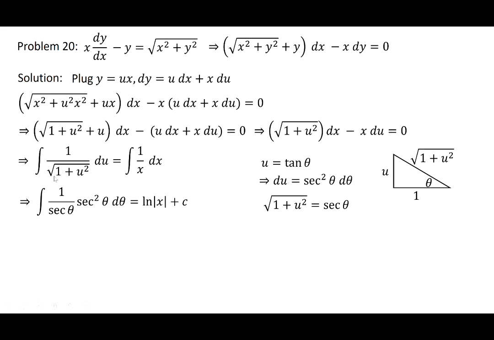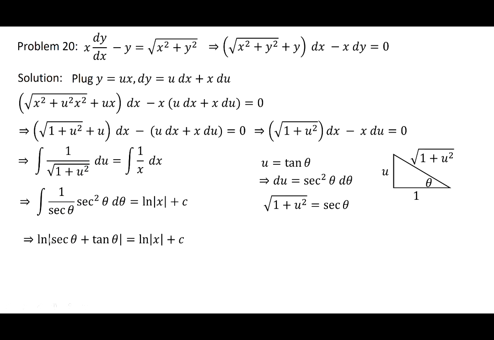1 over square root of 1 plus u square, plug in a secant theta. And for du, plug in secant square theta d theta. And on the right hand side, of course, natural log of absolute value of x. And this reduces to integral of secant theta d theta. But integral of secant theta is natural log of absolute value of secant theta plus tangent theta. But these are in terms of theta. We want in terms of u. In fact, we want in terms of x and y.